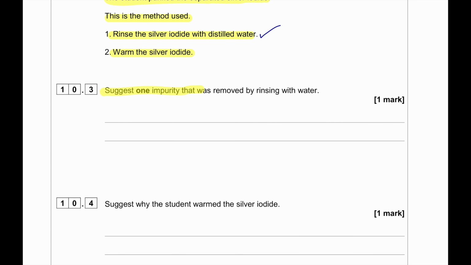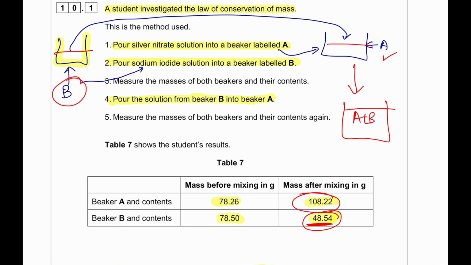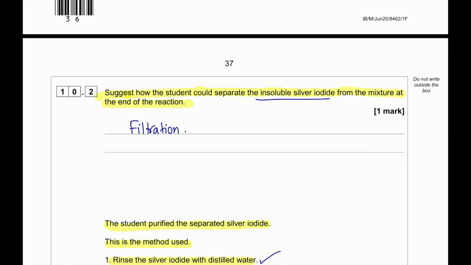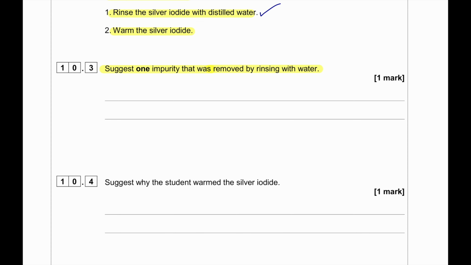Suggest one impurity that was removed by rinsing with water. So basically what happened was, when we added the silver nitrate with sodium iodide, we got silver iodide, which is AgI, and also we were left with sodium nitrate. That sodium nitrate was in the solution, that didn't precipitate out, and that will be a contamination with the silver iodide powder. So the impurity will be sodium nitrate.